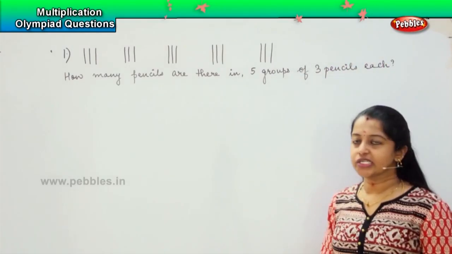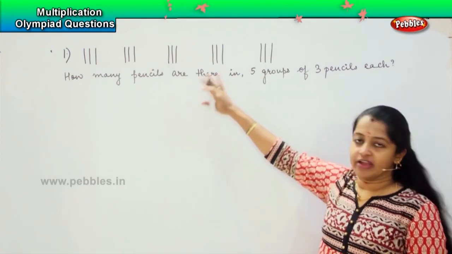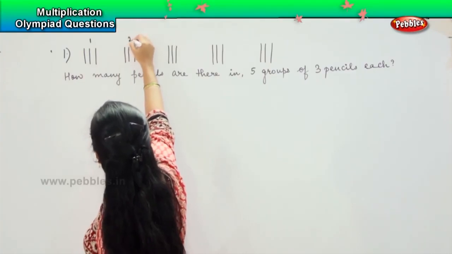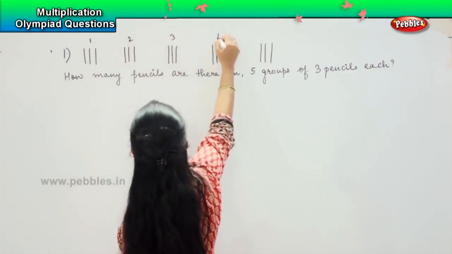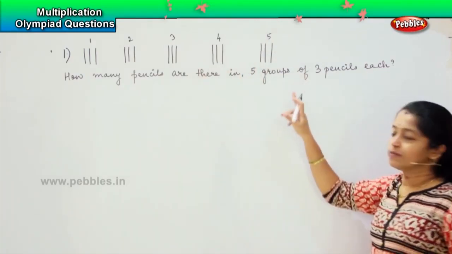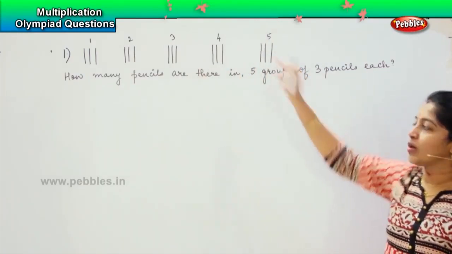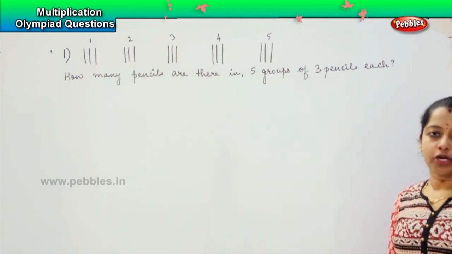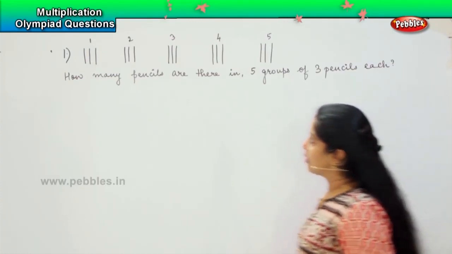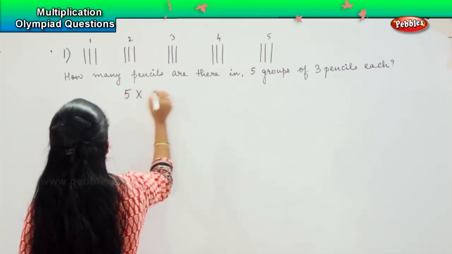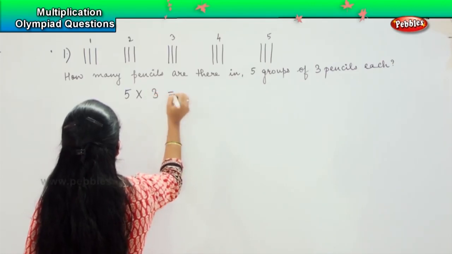So did you understand the question? That there are 5 groups, right? This is group number 1, group number 2, 3, 4 and 5. So in 5 groups, each group has got 3 pencils. So now we need to find the total number of pencils. So how are we going to do? Number of groups into number of pencils in each group.